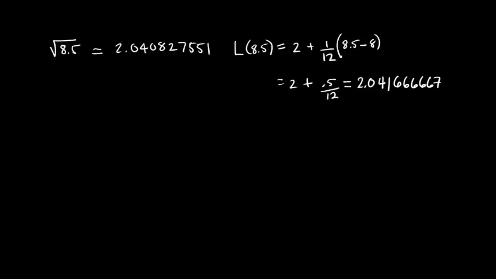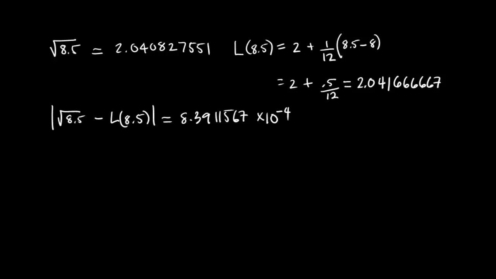So what is that? This is equal to 2.0416667. And so we take the difference, the cube root of 8.5 minus its linearized version, which is 8.39115567 times 10 to the negative 4, which is really saying it's 0.0008391157. That is a very good approximation, a very good difference. This is what I'm saying, that it depends where sometimes your linearized version occurs.